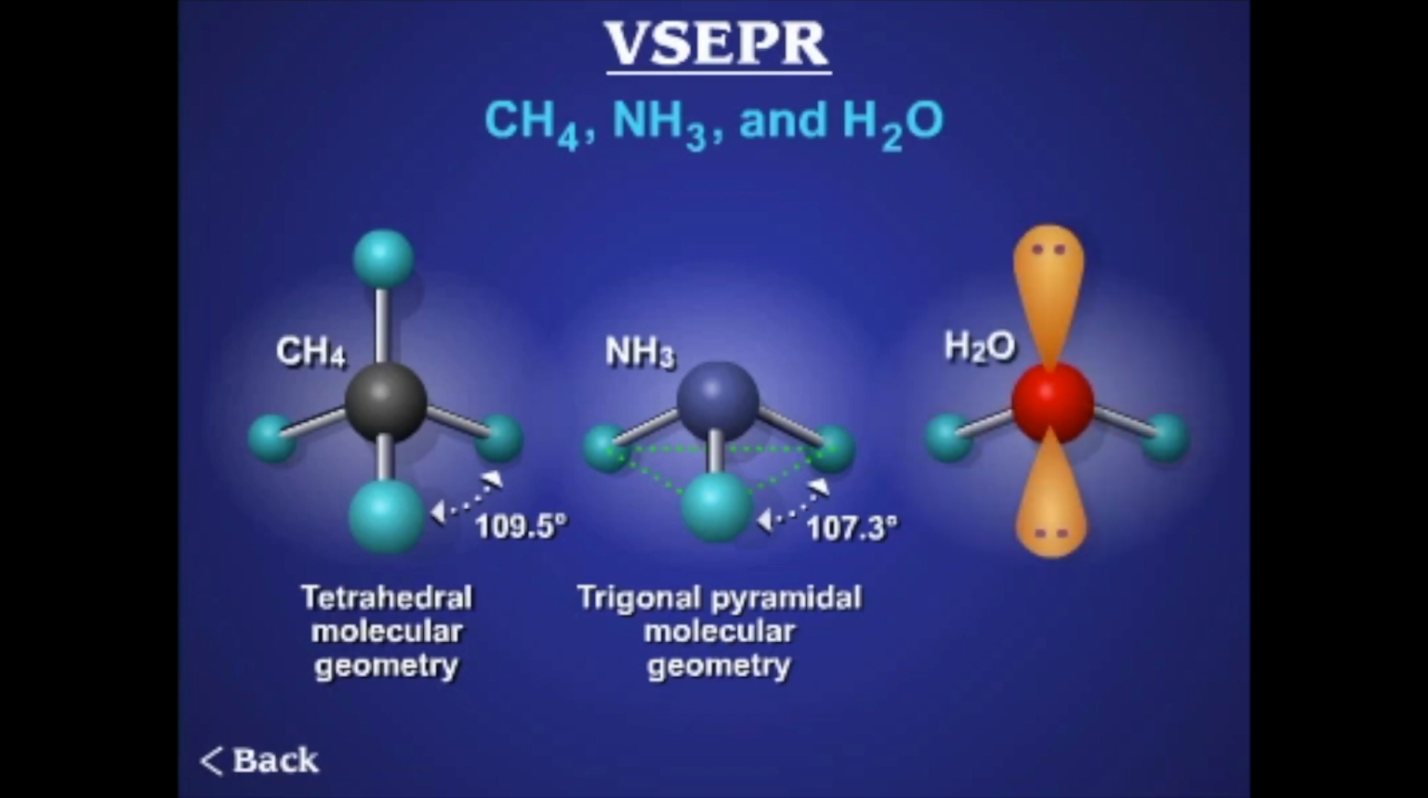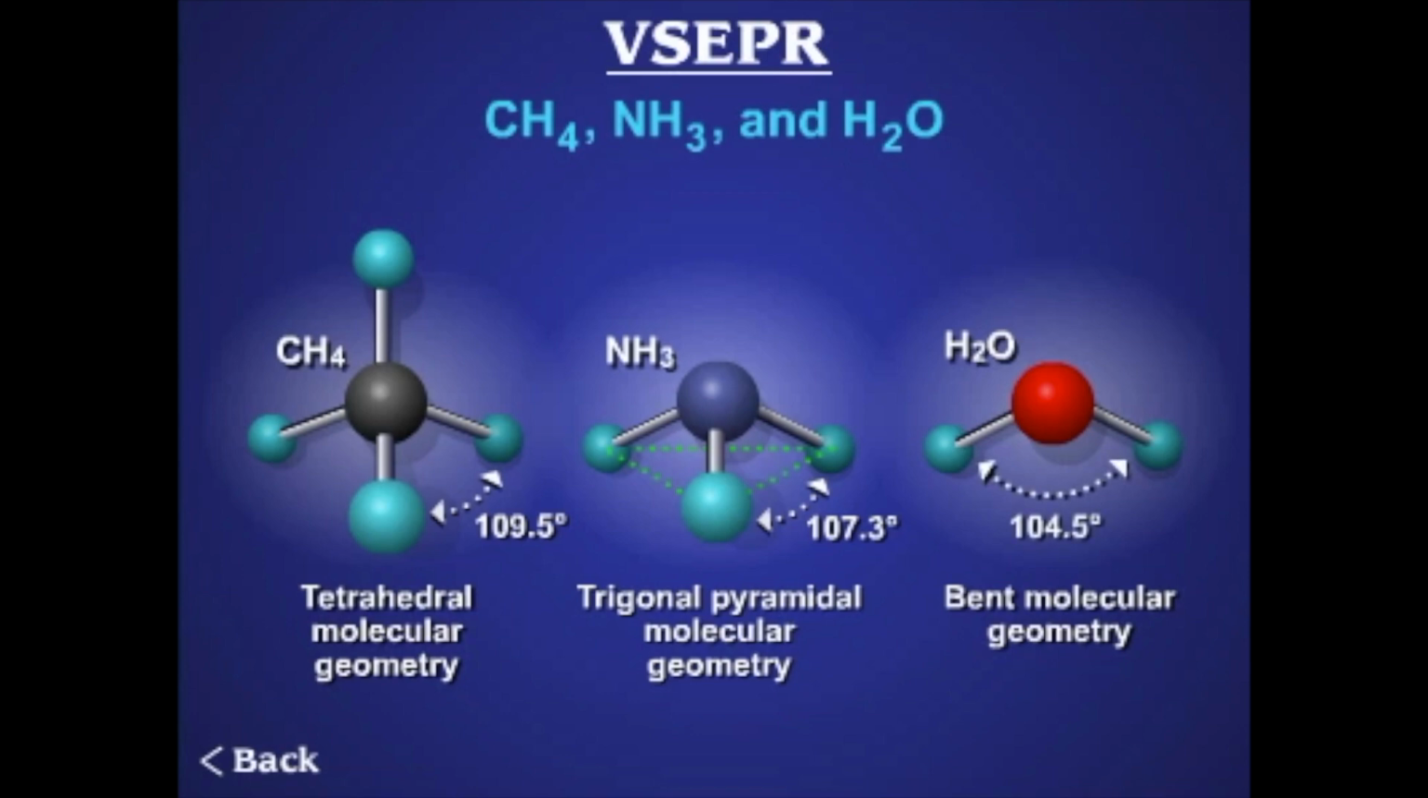In water, there are 2 bonding pairs of electrons and 2 lone pairs. The molecular geometry, that is, the arrangement of the oxygen and 2 hydrogen atoms, is bent or V-shaped. Due to the lone pairs, the oxygen-hydrogen bonds are pushed together slightly, and the bond angle is less than 109.5 degrees.